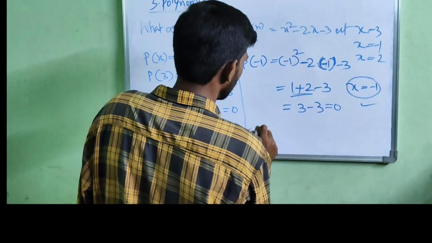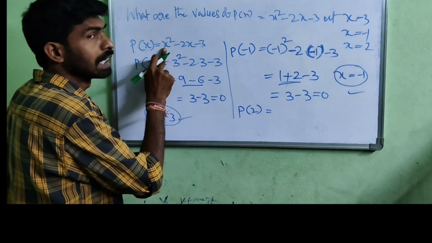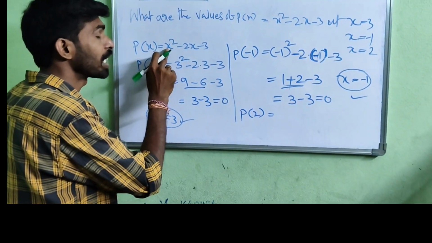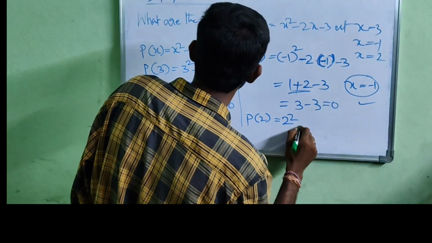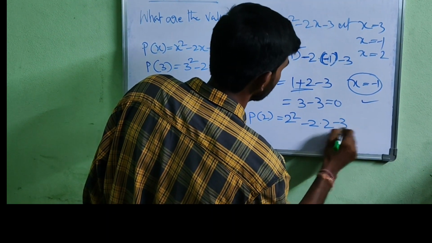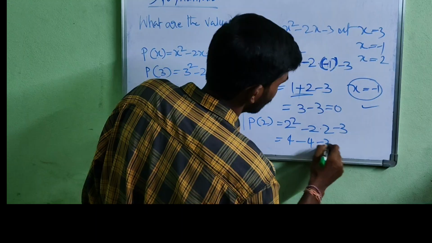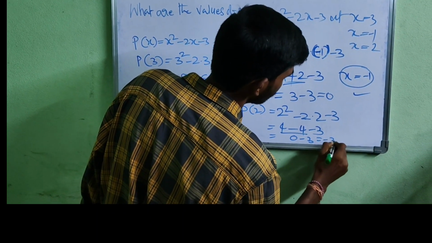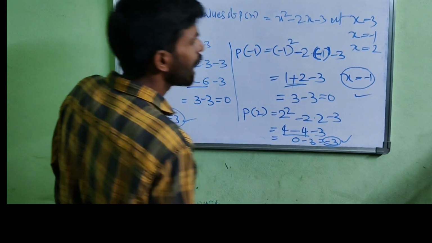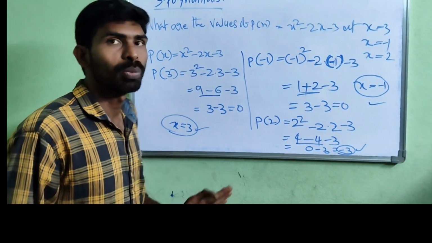Next, x equal to 2. That means p of 2. In the place of x, we need to substitute the value 2. 2 square minus 2 into 2 minus 3. 2 twos are 4, minus 2 twos are 4, minus 3. Here 4 minus 4 is 0, 0 minus 3 equal to minus 3. Here some value is there, that means 2 is not a zero of the polynomial.